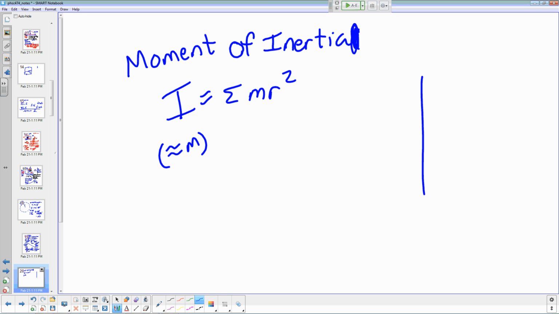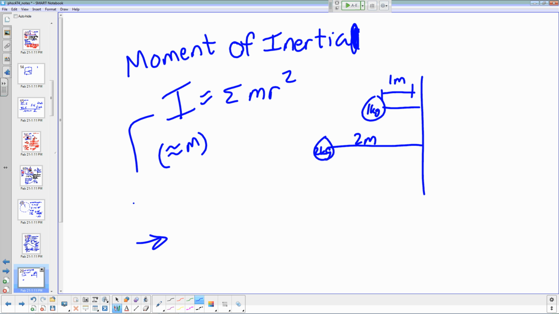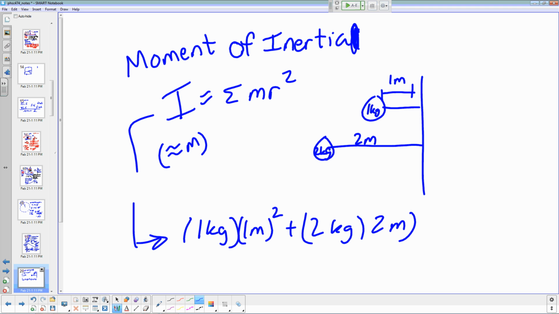And in class, we did this thing where we have this object, say 1 kilogram at 1 meter, and it had a moment of inertia equal to 1 kilogram times 1 meter squared. Then if you add a 2 kilogram mass at 2 meters, that adds to our moment of inertia. So it would be 1 kilogram times 1 meter squared plus 2 kilograms times 2 meters squared, which is 1 plus 4, or 5 kilogram meters squared.